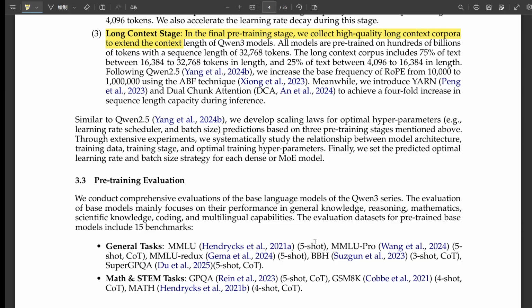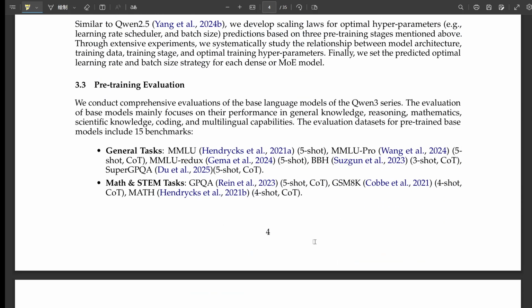This let them derive scaling laws to predict optimal settings for different Qwen3 models. Less trial and error, more principled training, which is crucial when you're dealing with models this big. Makes sense. So all this effort in pre-training, how does it translate to performance?